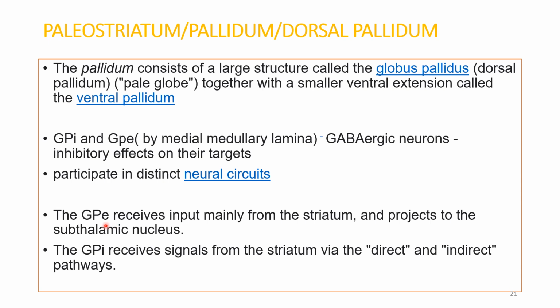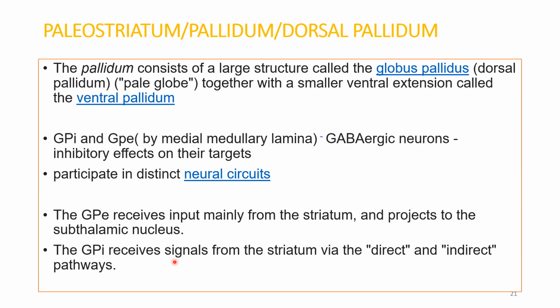The globus pallidus externus receives input mainly from the striatum and projects to the subthalamic nucleus. Okay, so the globus pallidus externus receives input from the striatum, and it mainly projects to the subthalamic nucleus.